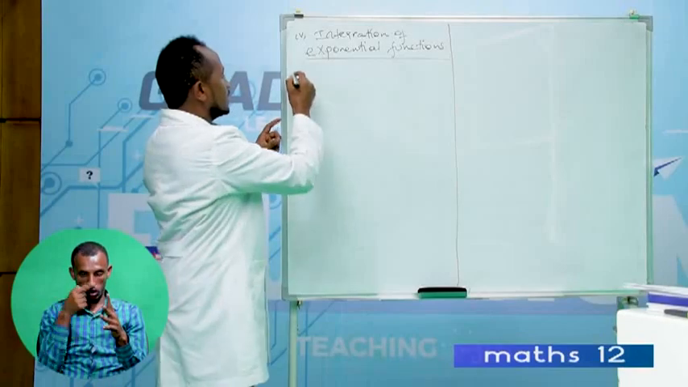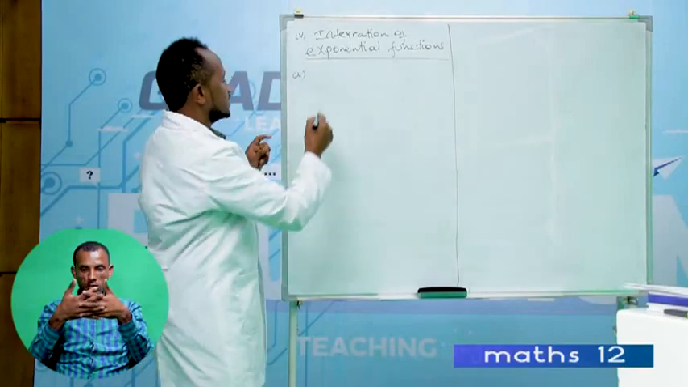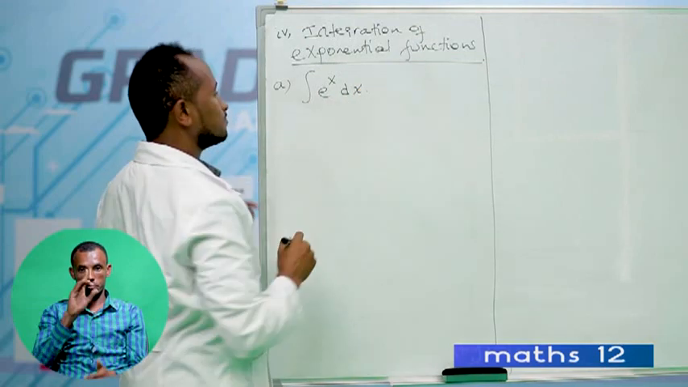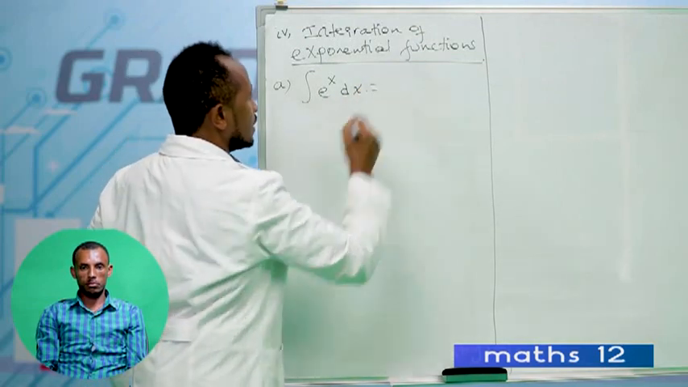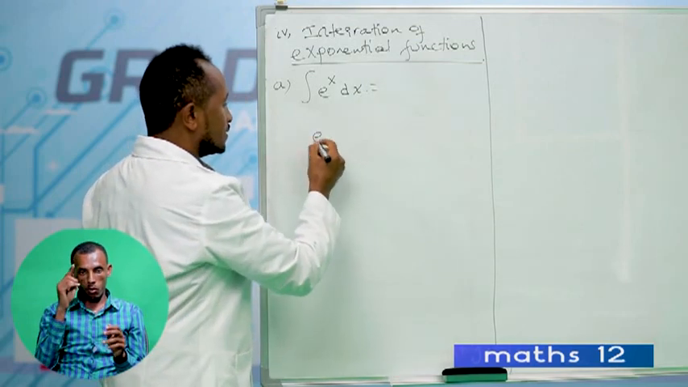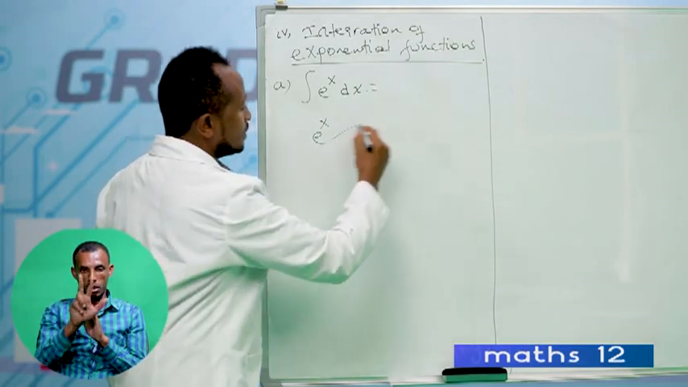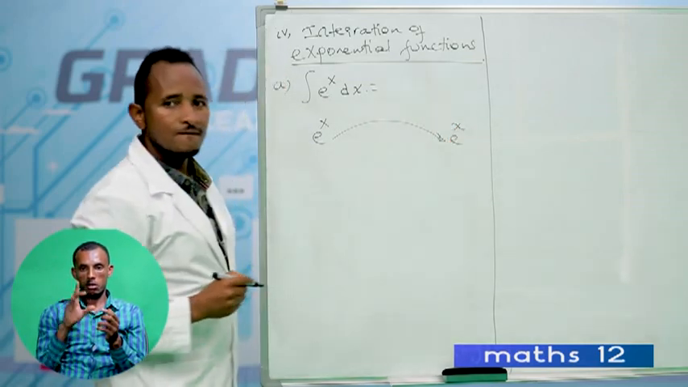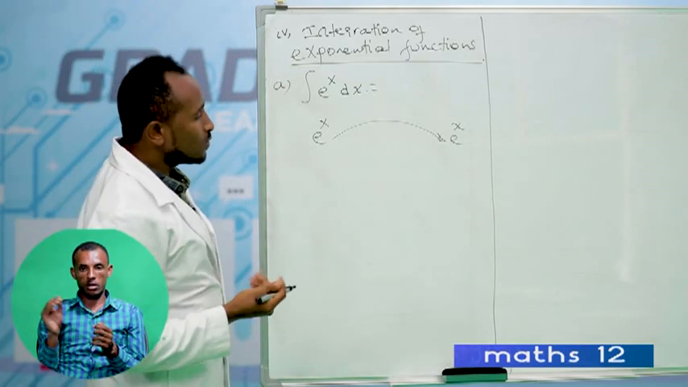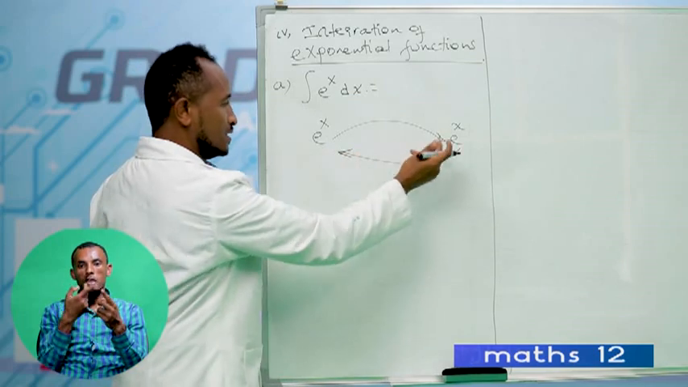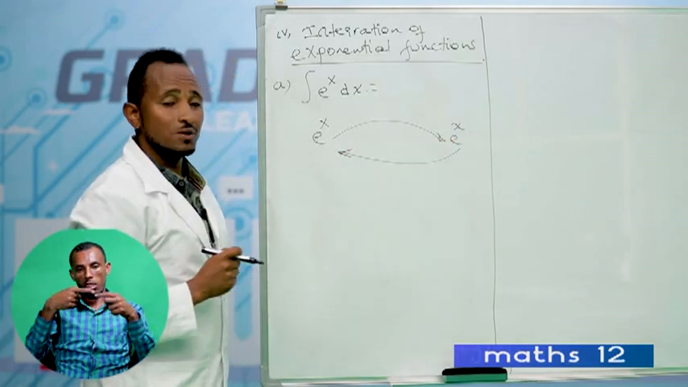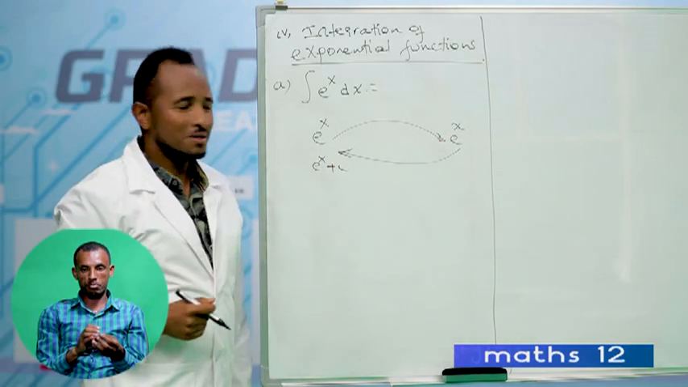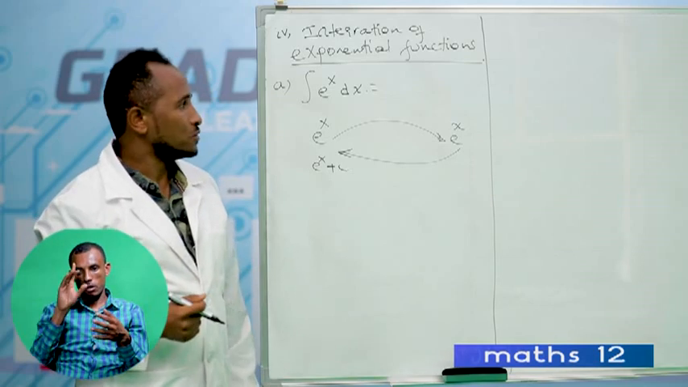Okay, let's start from integration of e raised to x dx. If you remember, in chapter 3, the derivative of e raised to x is e raised to x itself. And so, from this, the reverse process, the antiderivative of this expression is also e raised to x only. You add the constant c. So it's easy to remember the integration of e raised to x.